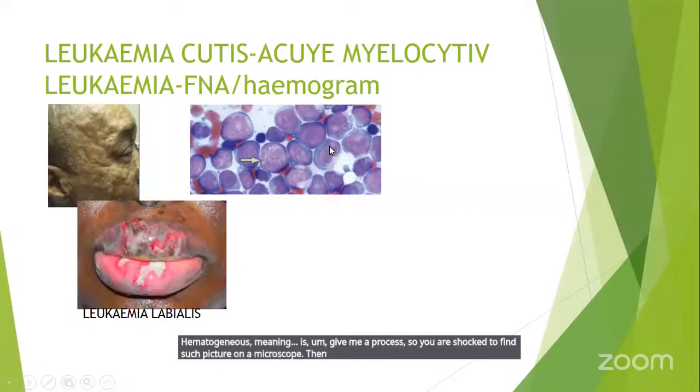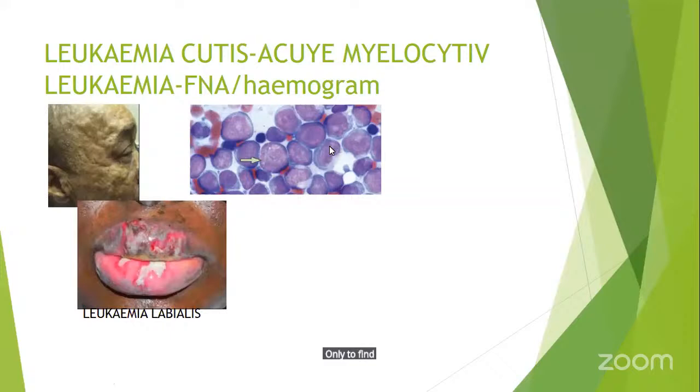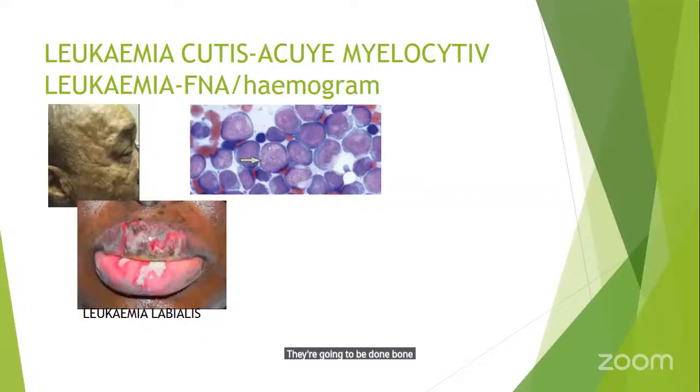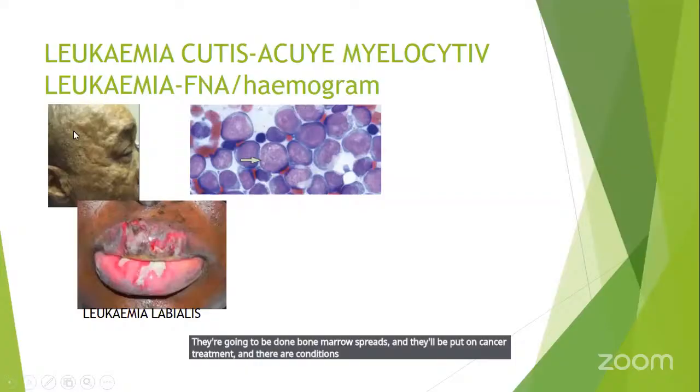Then you go back to the patient and do a full hemogram, only to find that they have like 300,000 WBC count. A very good indicator, such that now after you do this one, you refer them quickly to the relevant facility for other tests like flow cytometry. They are going to be done bone marrow spreads and they'll be put on cancer treatment and their conditions will improve immediately.